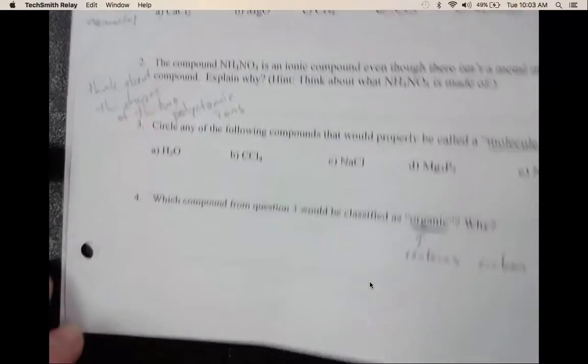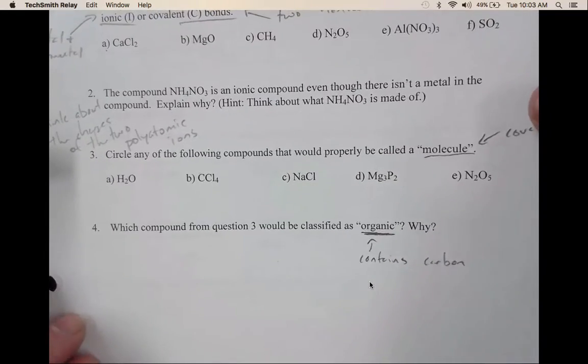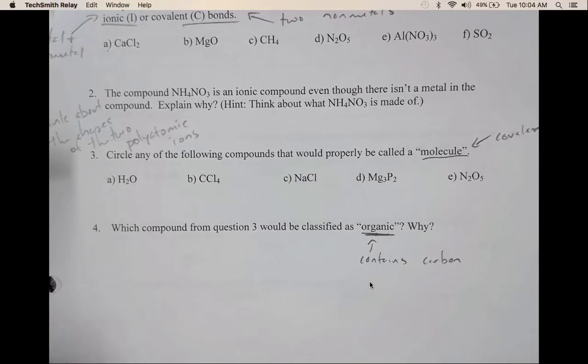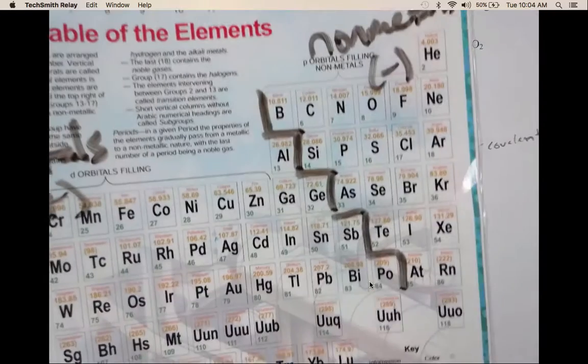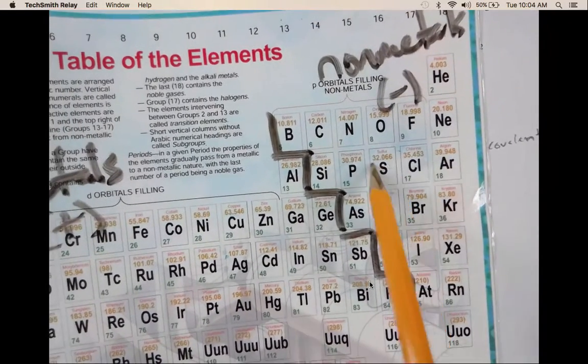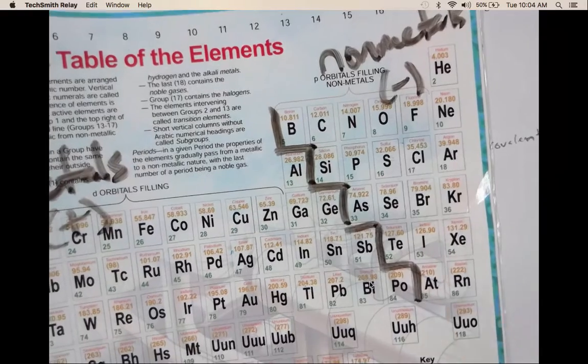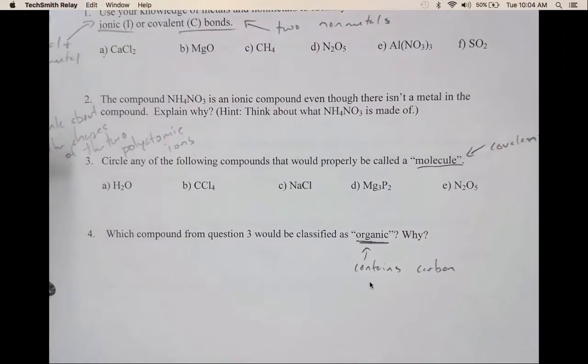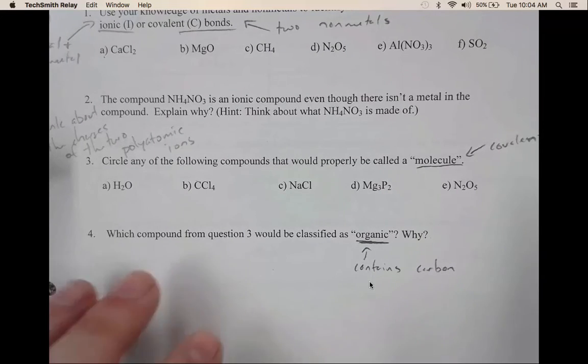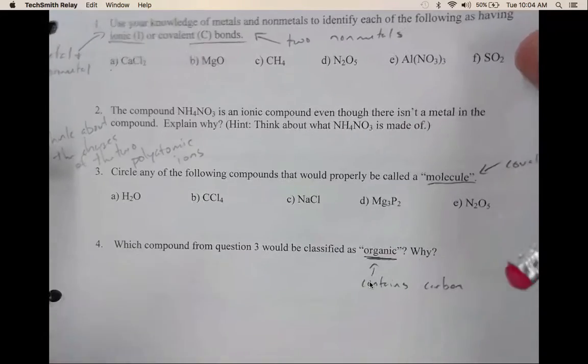Next, question three. In question three, we're circling molecules. Remember, molecules are covalent, so anything that is made up of two nonmetals. So if it's made up of two things on this side of the periodic table, then it is a molecule. And then next, remember to identify which of question three is organic. Remember, everything that's organic contains carbon. So that should get you through the first page.